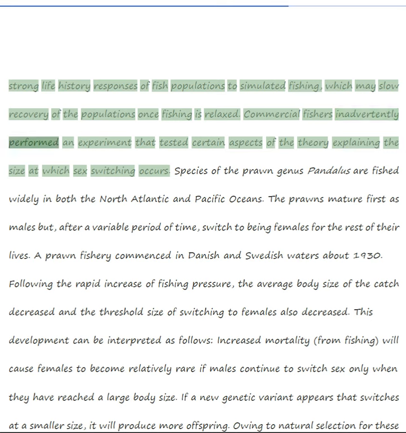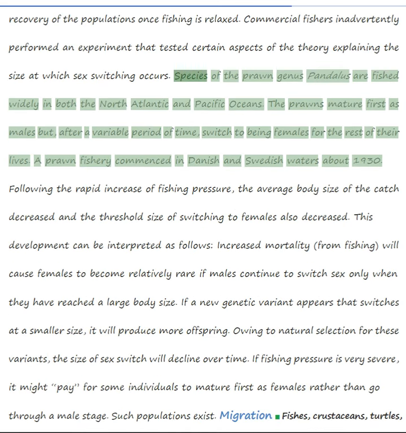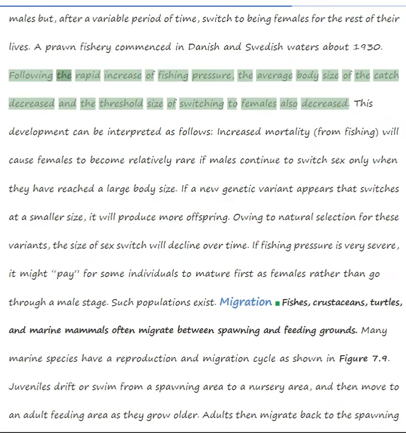Commercial fishers inadvertently performed an experiment that tested certain aspects of the theory explaining the size at which sex switching occurs. Species of the prawn genus Pandalus are fished widely in both the North Atlantic and Pacific Oceans. The prawns mature first as males but, after a variable period of time, switch to being females for the rest of their lives. A prawn fishery commenced in Danish and Swedish waters about 1930. Following the rapid increase of fishing pressure, the average body size of the catch decreased and the threshold size of switching to females also decreased.